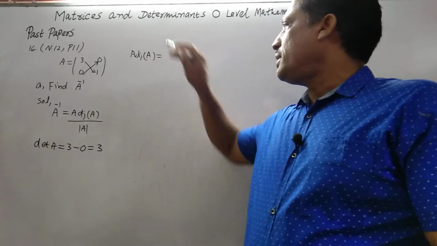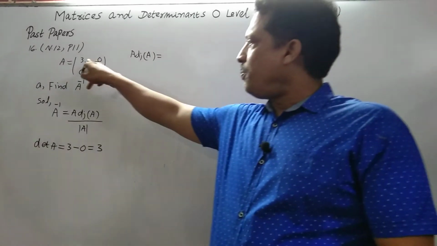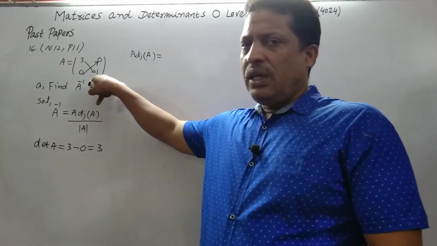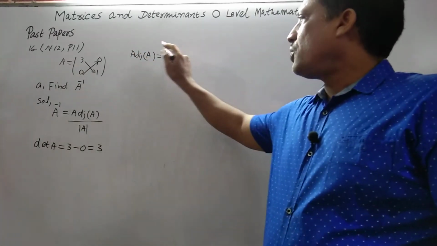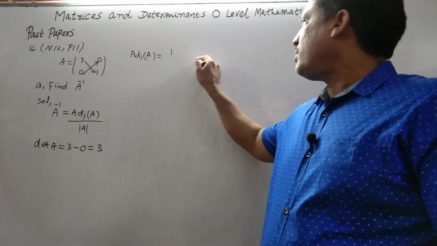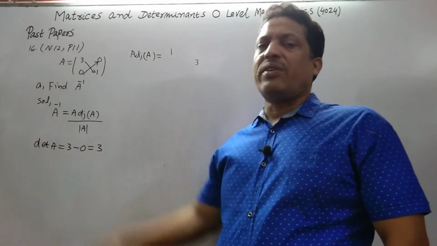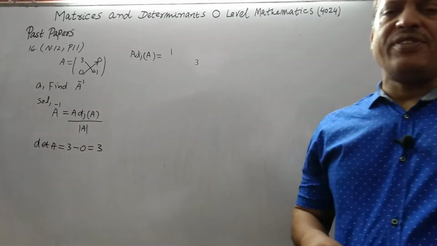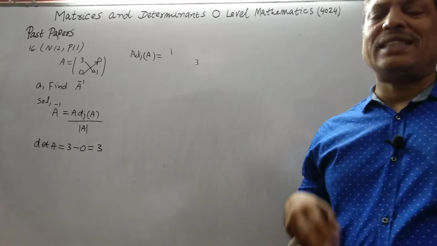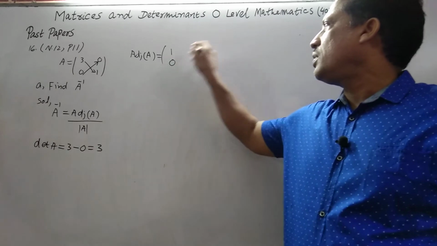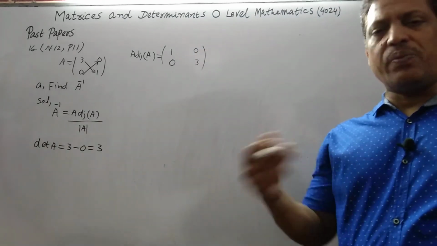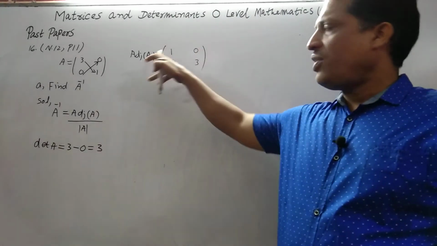Adjoint of A is just change the position of these two. This 3 becomes 1 and this 1 becomes 3. So 3 1 is 1 3. Change the sign of 0 0. But if we change the sign of 0 0, it doesn't affect 0. Therefore we just write 0 0. No matter if you write -0 or +0. This is adjoint of A.